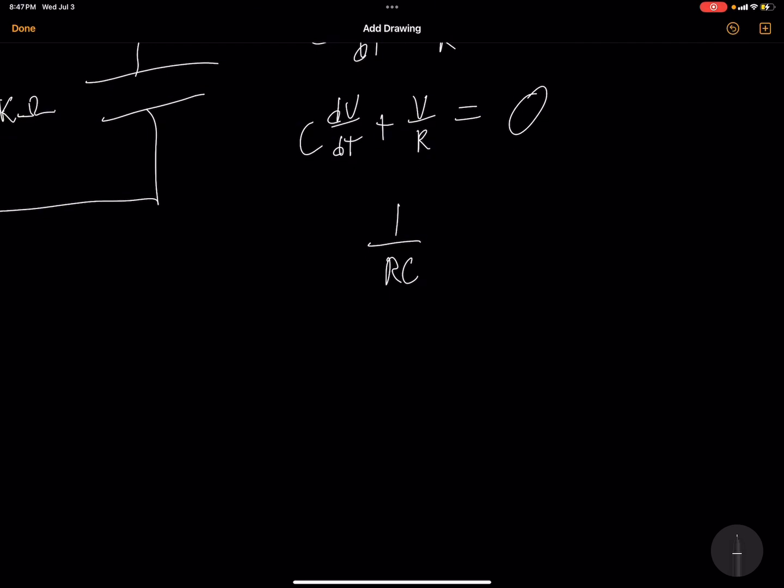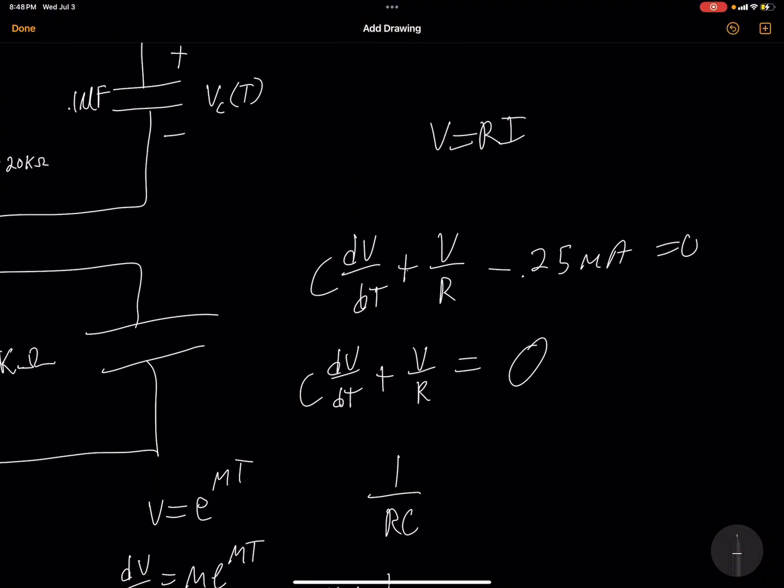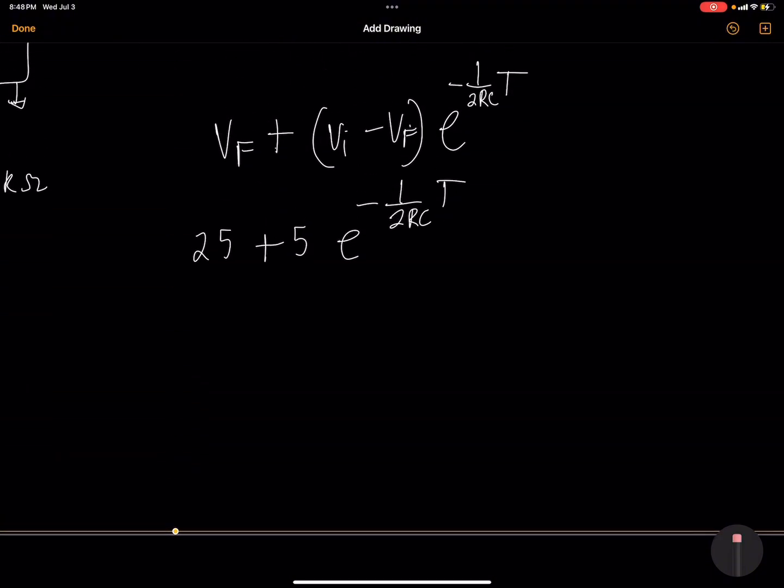And then as you solve the equation, if you do the following, V is equal to e to the MT, dV dt will equal M e to the MT. And if you replace everything, it's M plus 1 over RC. M is equal to negative 1 over RC. And I am wrong. There's no 2 there. That's why it's good to check. For this circuit, it's 1 over RC. My bad.